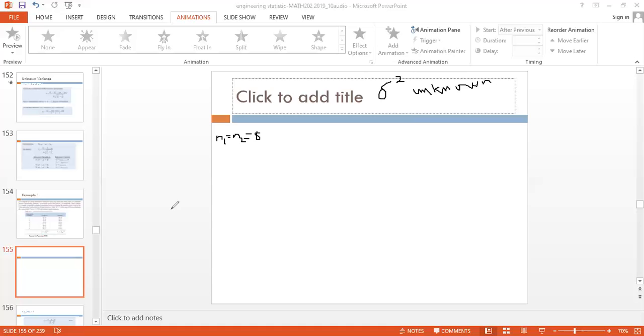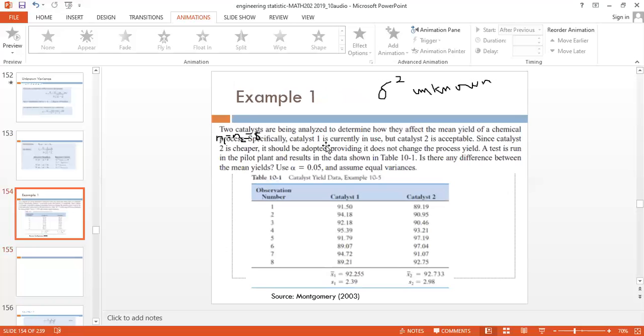But the objective here, let's go back to our question and check our objective. We want to determine: is there any difference between the mean yield? Because here we are talking about costs. Catalyst 2 is far cheaper than catalyst 1. So we want to check whether catalyst 2 is equivalent or close to the impact of catalyst 1. If it is, then we can use catalyst 2 at a cheaper cost.